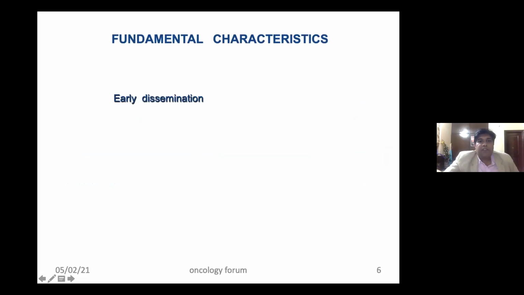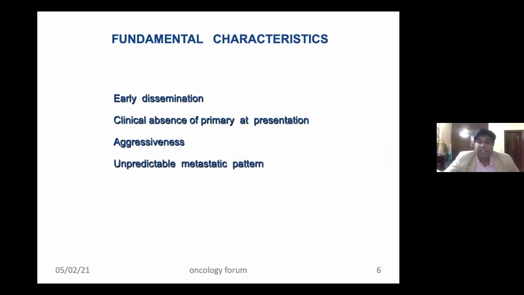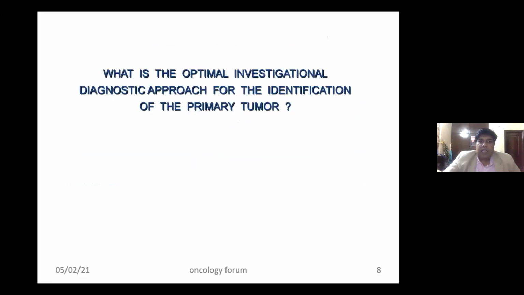So there are a few fundamental characteristics of any CUP case. Basically, the first is a clinical absence of a primary at presentation, then early dissemination, aggressiveness, and an unpredictable metastatic pattern. Because of all these characteristics, finding the primary is very important. And what is the optimal investigational diagnostic approach for the identification of the primary tumor?